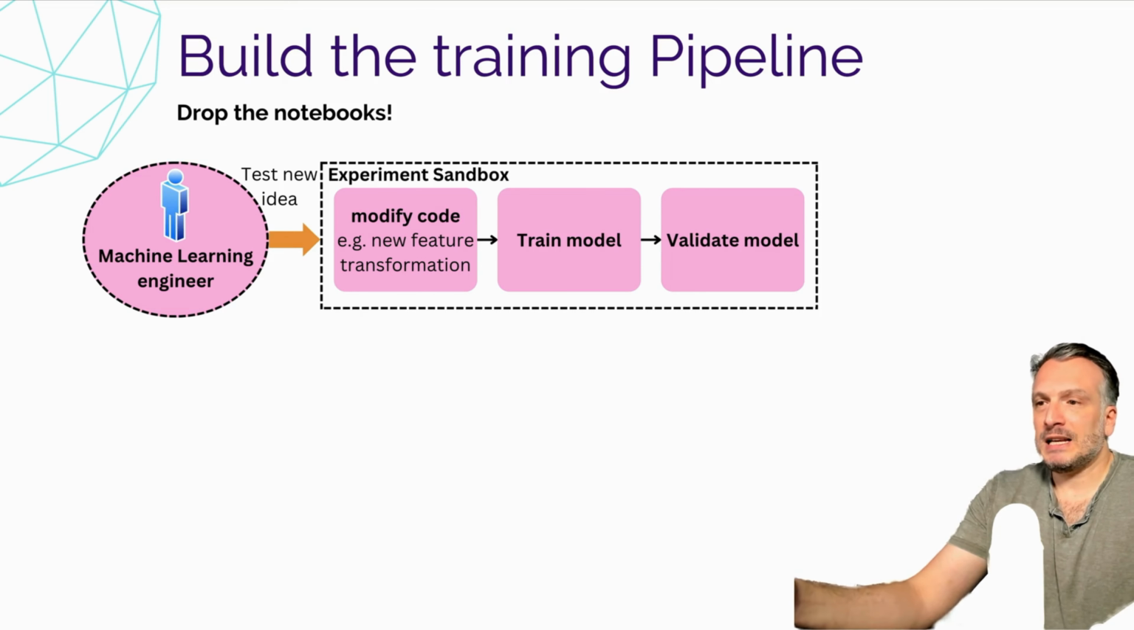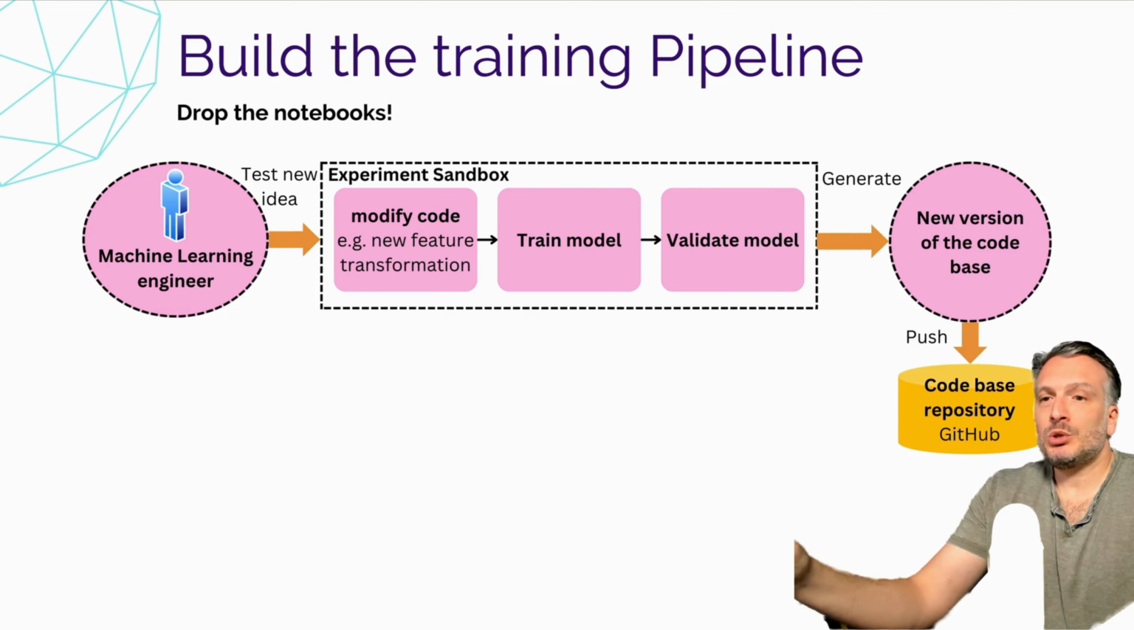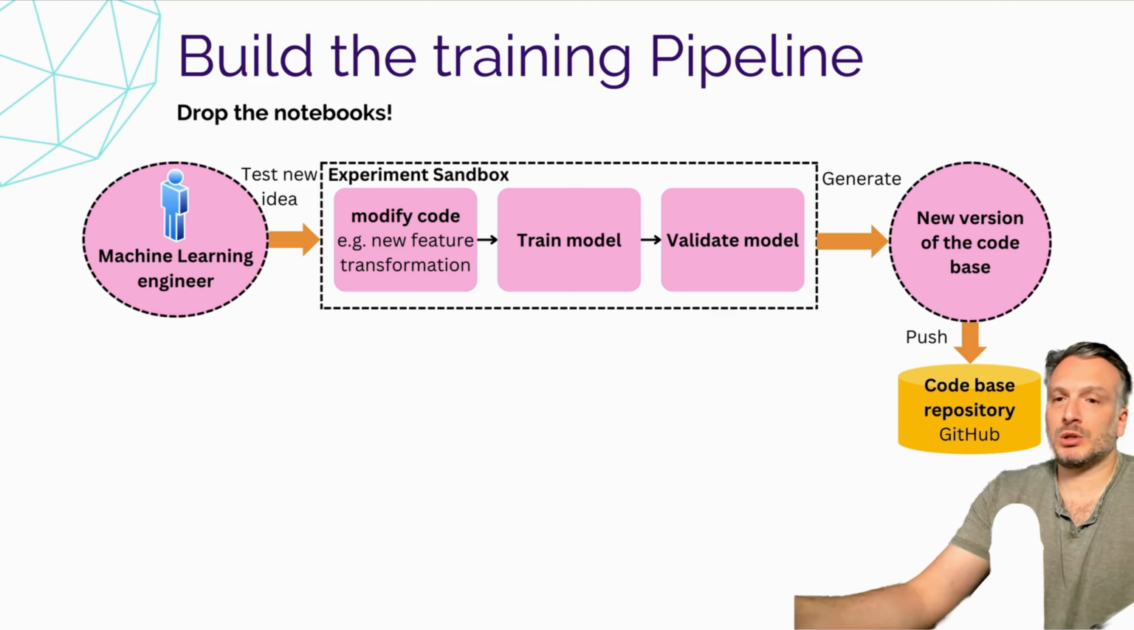Everything is done fast, it's immature when it comes to the software, but we can quickly evaluate if a new idea is worth implementing. If that new idea is worth implementing, then the result of that experiment sandbox is to be able to generate a new version of the code base. So we need to quickly be able to change the code base. And this code base will be pushed into a repository like GitHub, for example.